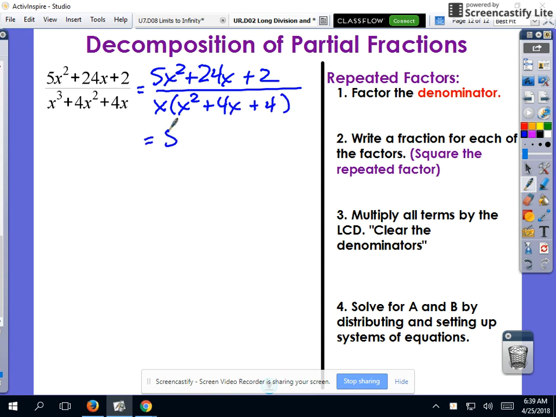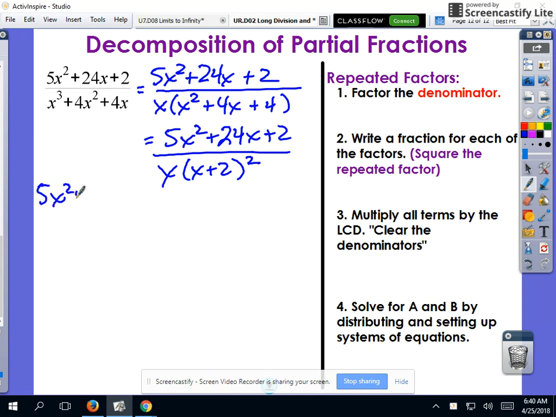And then that factors again as x, and then we've got x plus 2 squared. It's actually x plus 2 times x plus 2, and I'm condensing that to a square. If this ever happens, it's called a repeated factor. So you actually have to break this down in a special way.